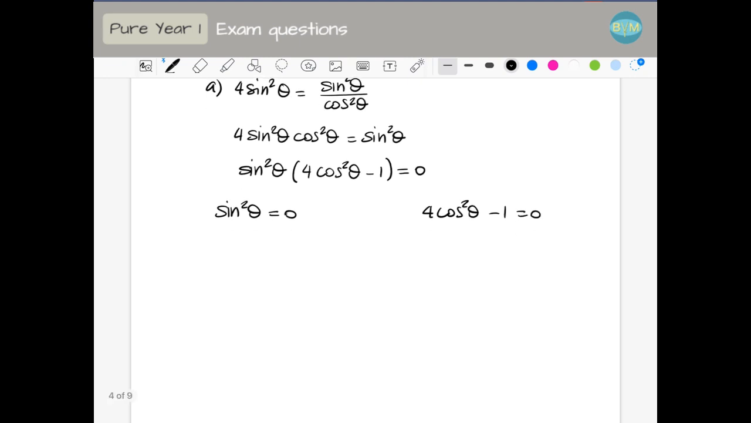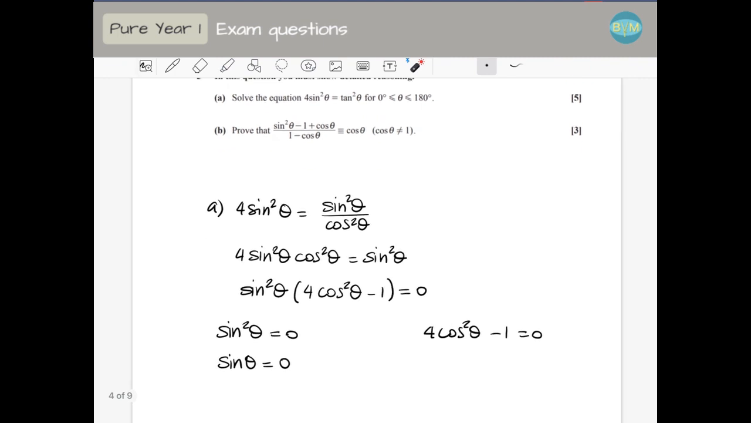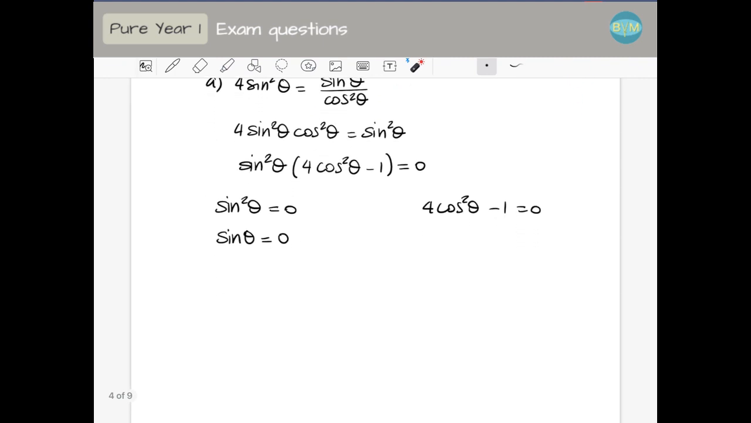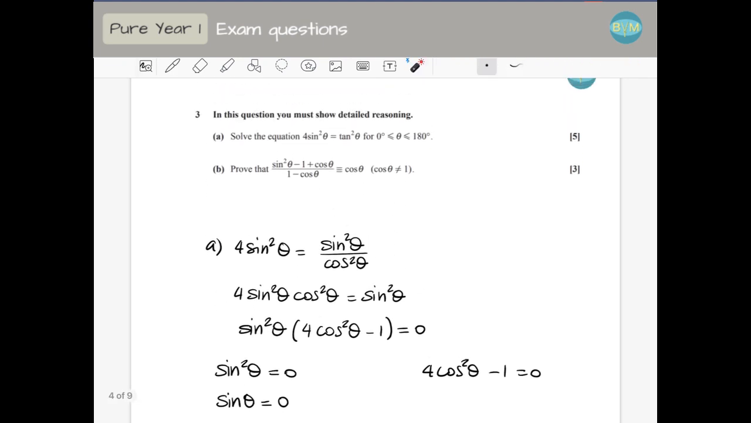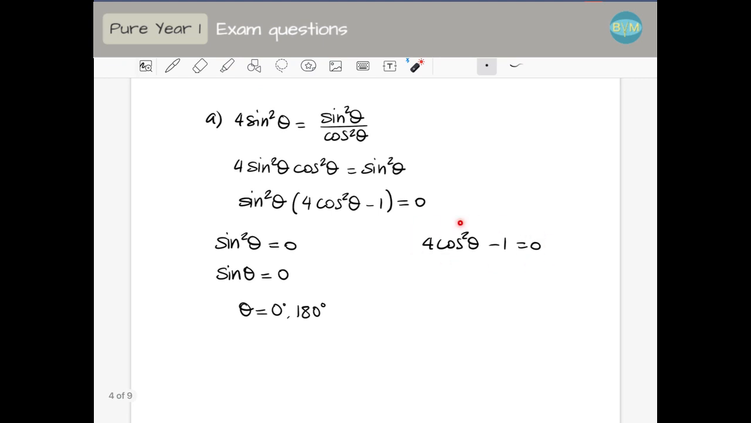So I have two sets of solutions: sine squared equals 0 and 4 cos squared theta minus 1 equals 0. This one, sine squared theta 0, means sine theta 0, and my interval is 0 to 180. So I know sine theta is 0 when theta is 0, and the next time is when theta is 180, which is again in the interval, yeah?